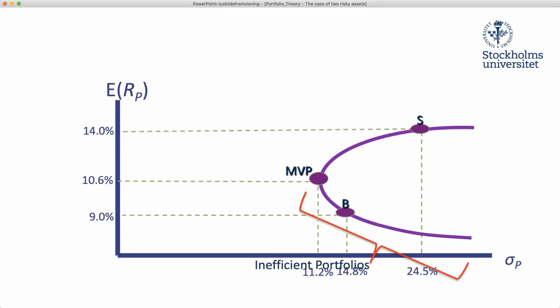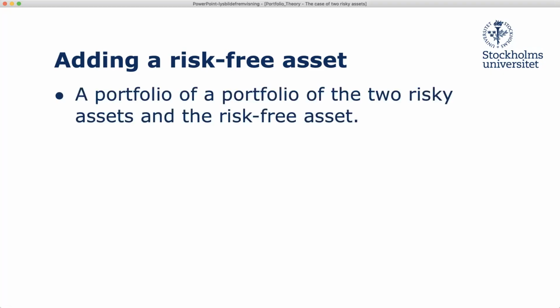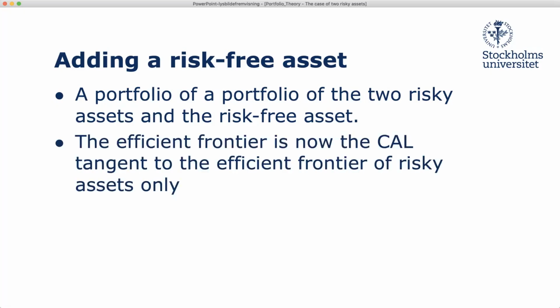The efficient frontier is the remaining part, that is, the one that contains all the points in the curve above and including the MVP. If we add a risk-free asset to the investment universe, we can now build portfolios whose elements can be the resulting 3 assets. Any such portfolio can be constructed as a portfolio of that portfolio of the 2 risky assets and the risk-free asset. From a previous video, we know that in this case, the efficient frontier becomes the capital allocation line, which is tangent to the efficient frontier of risky assets only.